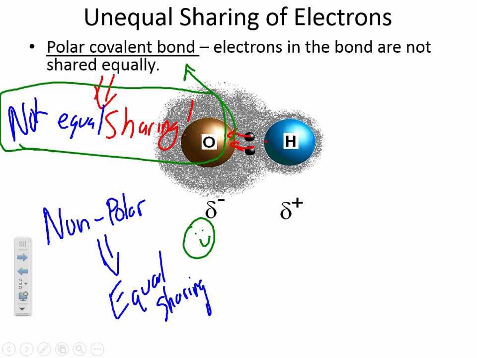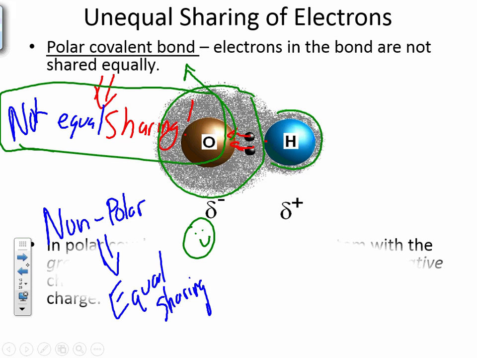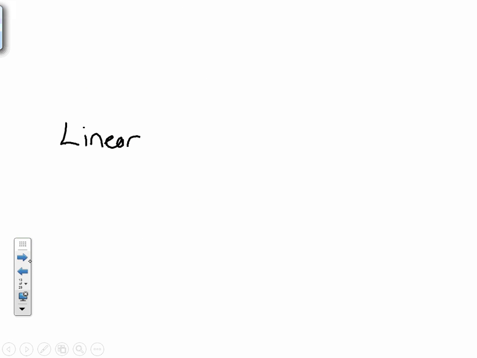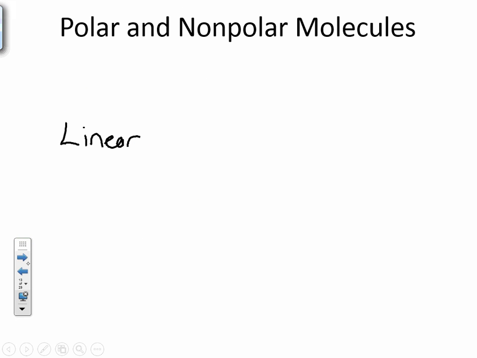Here's an example. You can see all the black dots represent how often they share. Look at how much oxygen is hogging this in comparison to hydrogen. They're still sharing, but it's not equal. And that's called polar covalent. Polar covalent is not equal sharing. Non-polar is equal sharing. Just have to clarify that. All right, don't worry about that on the bottom. Last little thing here.